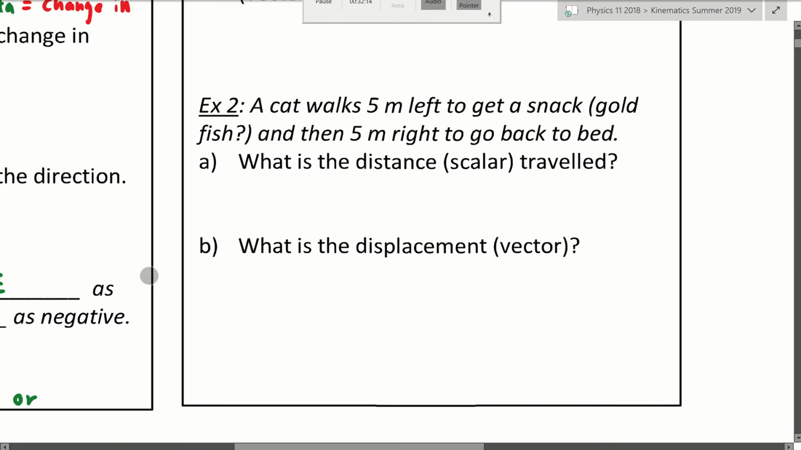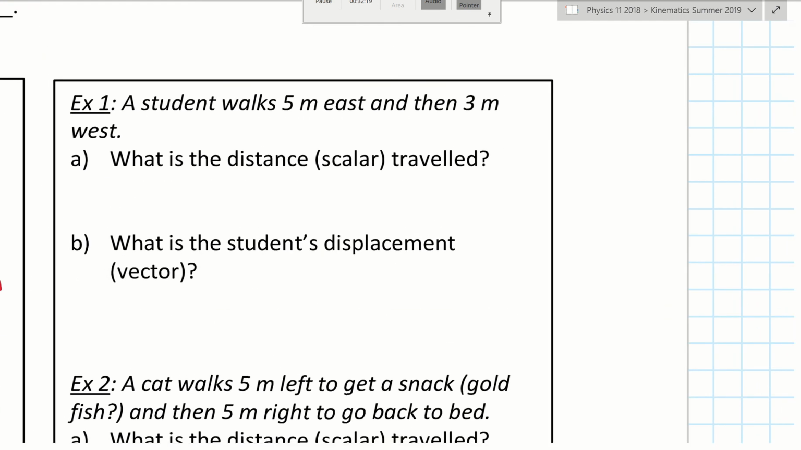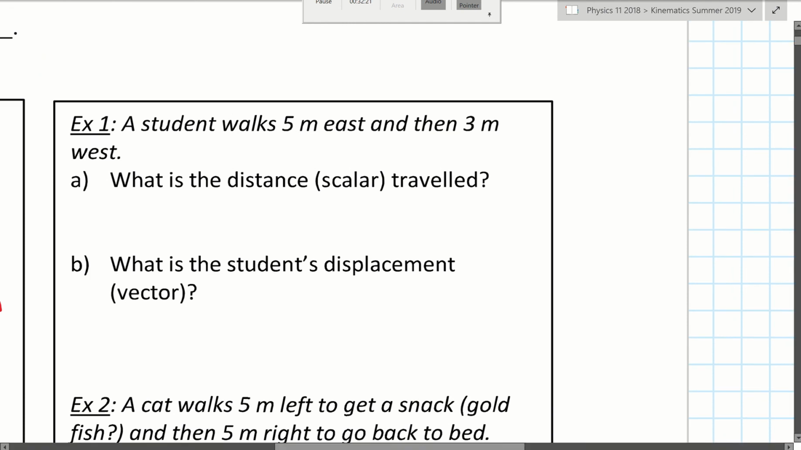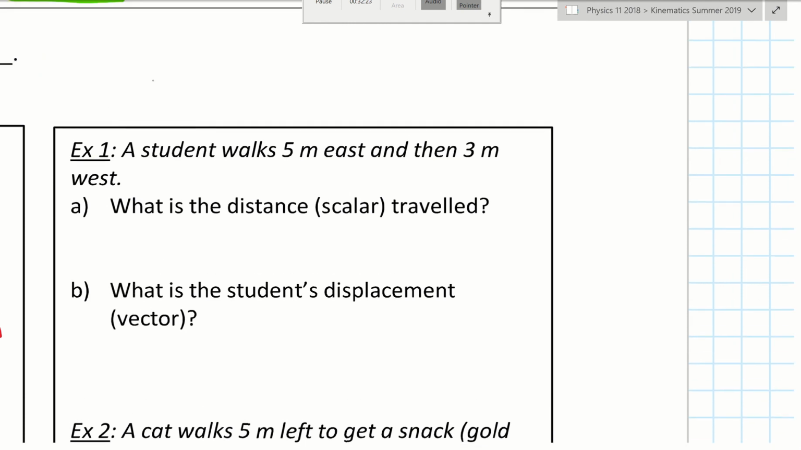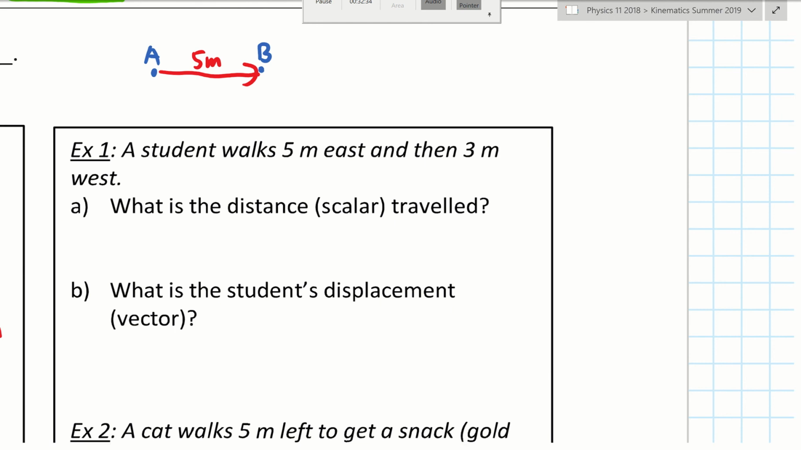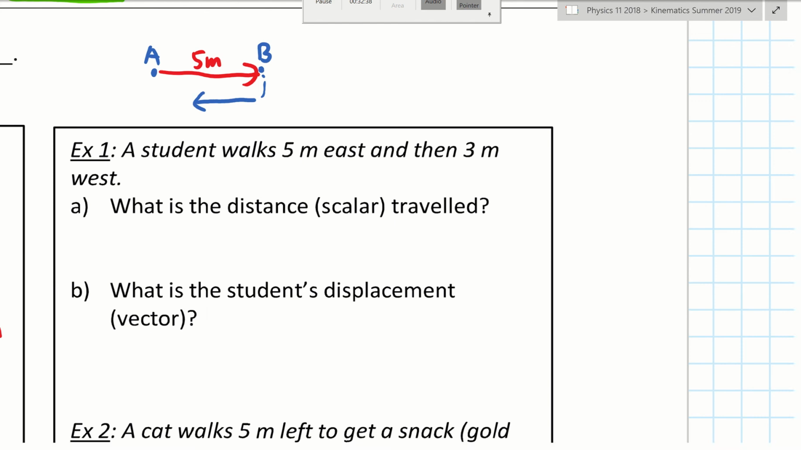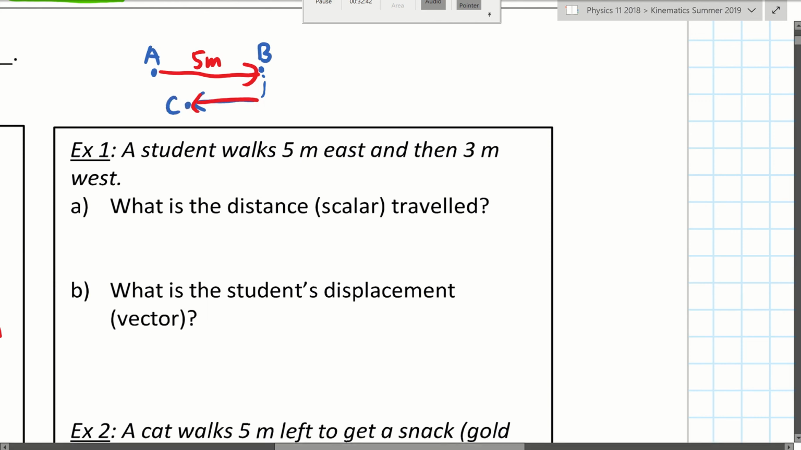Okay, so now an example, very quick. Someone walked 5 meters east and then 3 meters west. So that walking path is going to look something like this. You're starting at location A and then going to B, so this is 5 meters going to the east, and then you turn around and go 3 meters backwards. So you end up over here at point C, and this is 3 meters, right?